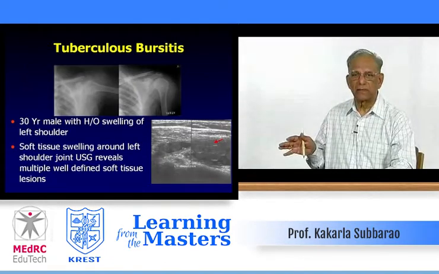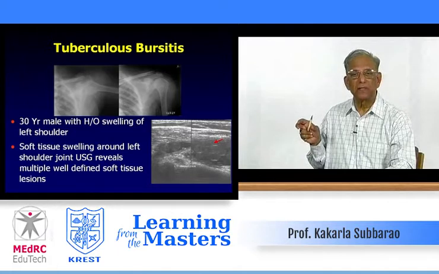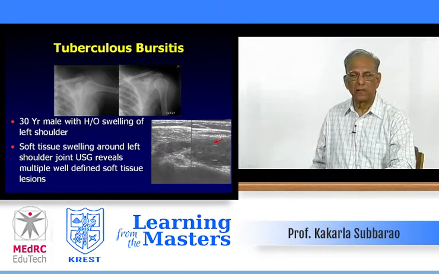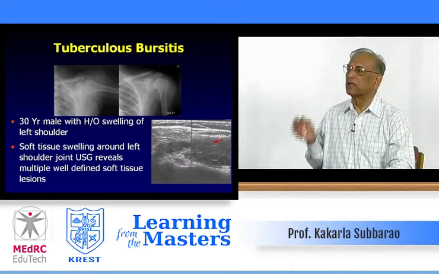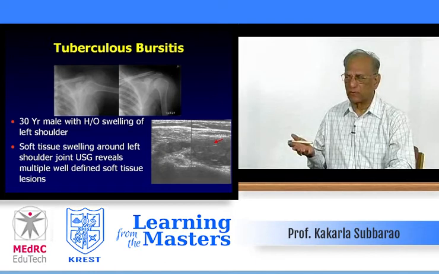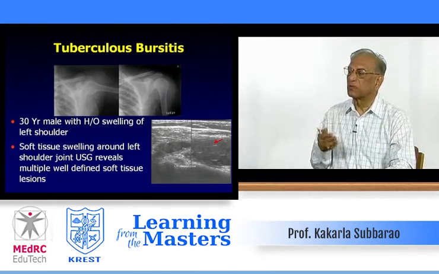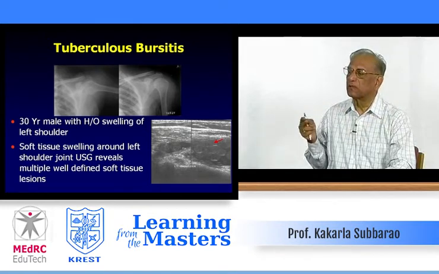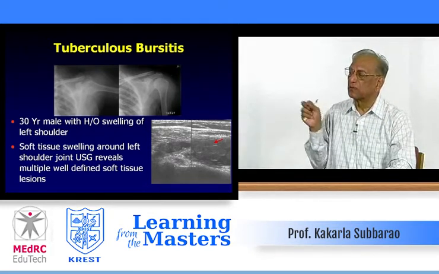Tuberculous bursitis. In bursitis, you may not see any lesion in the adjacent bone. All you see is just para-articular osteoporosis. This is a 30-year-old male with history of swelling of the left shoulder. There are so many causes for left shoulder swelling. Then soft tissue swelling around the left shoulder joint. And if you do an ultrasound, it reveals multiple well-defined soft tissue lesions.